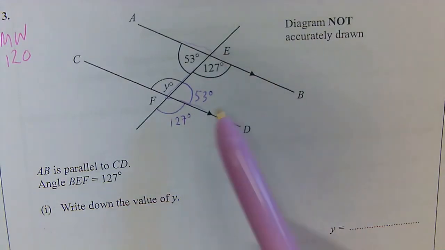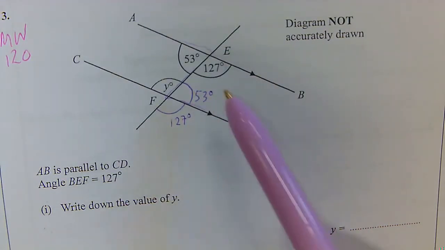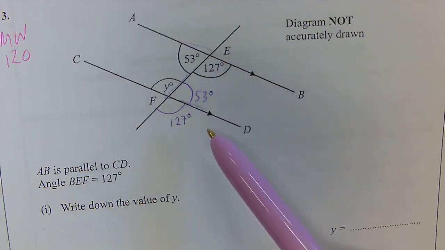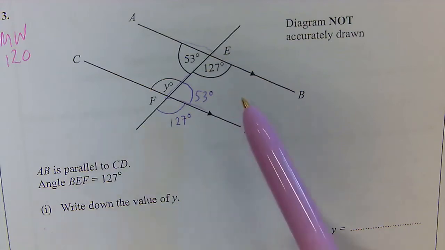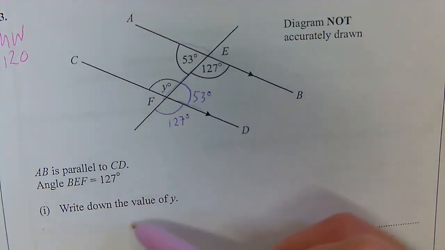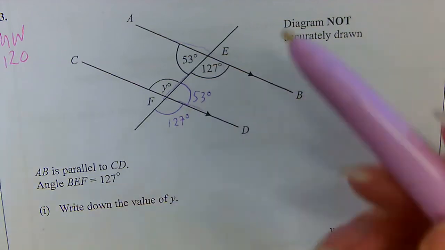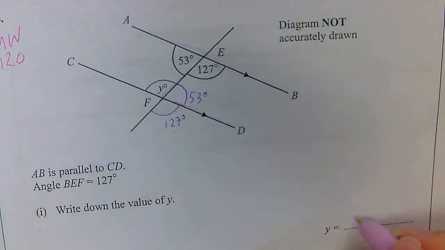Now notice I haven't actually read the question yet. I tend to do this with angle type questions. I'll just label on every angle that I possibly can and then work out what it was asking me for. That way we're not getting too bogged down of how to try and find the one we want. We're just using all of our angle facts. Okay, so let's have a look. Write down the value of y. Well, if that is 127, then opposite angles are equal, so y is also going to be 127 degrees.